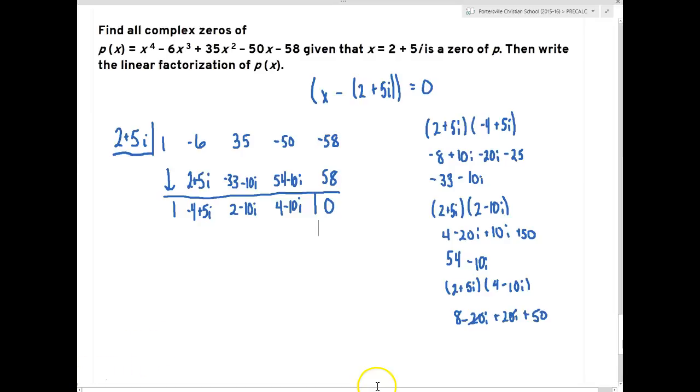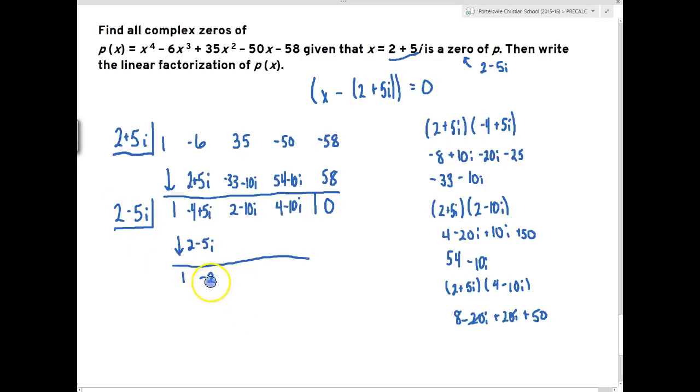Now, if you remember earlier, we said that if 2 plus 5i is a 0 of p, then we also know that 2 minus 5i is a 0 of p. So what I can do is take this 2 minus 5i and divide my depressed function here by that. So let's make another fence here and bring down the 1. 2 minus 5i gives me 2 minus 5i. When I add those, the imaginary part cancels out. So I have negative 4 plus 2, which will give me negative 2.